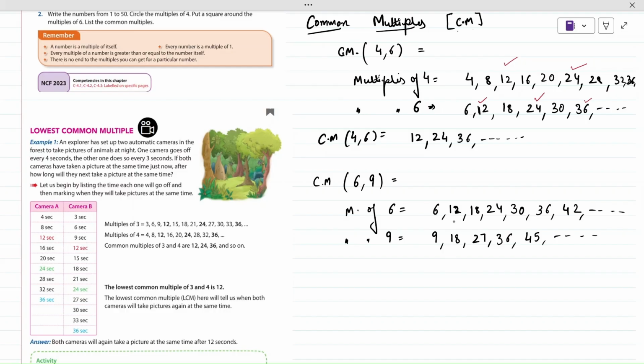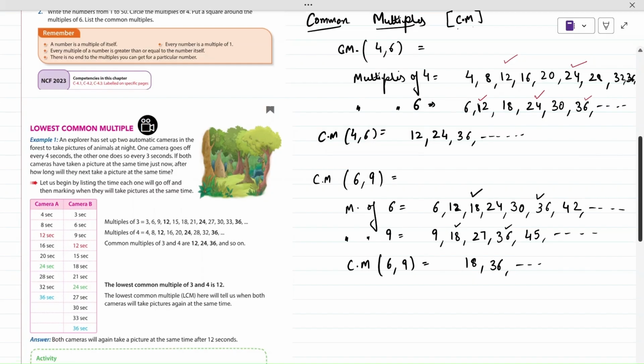So if you see here, the common multiples are 18, the next one is 36, and if we continue to write it further, we will get many more common multiples. But for now, I'm writing the common multiples of 6 and 9 as we have observed here are 18, 36, and so on. So this is how, kids, we have to find the common multiple.